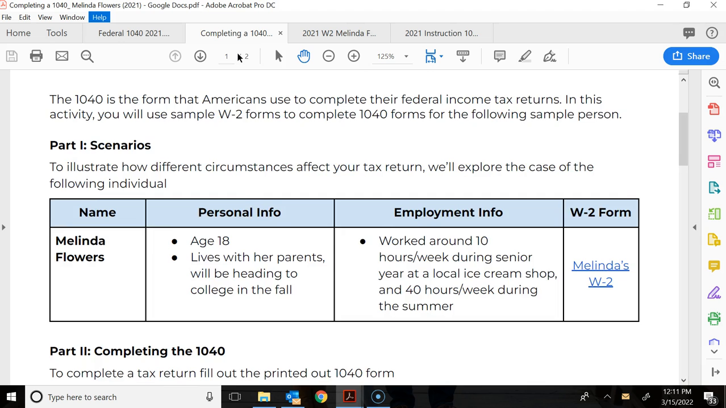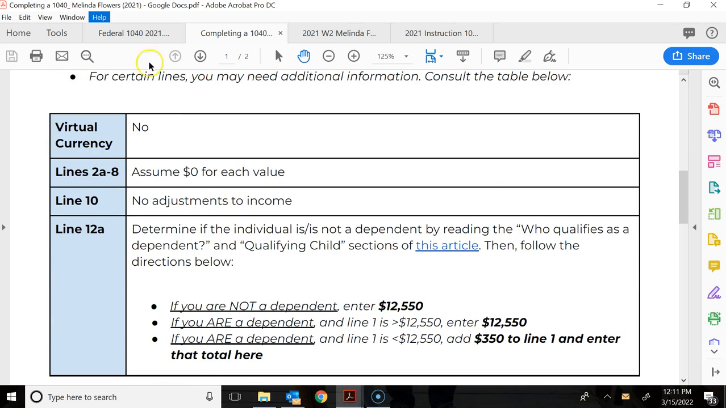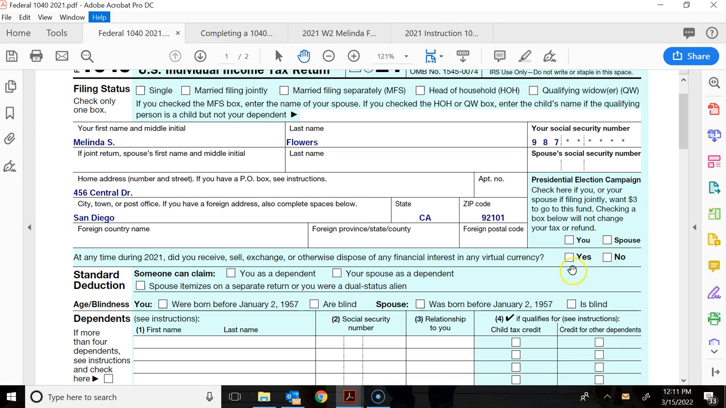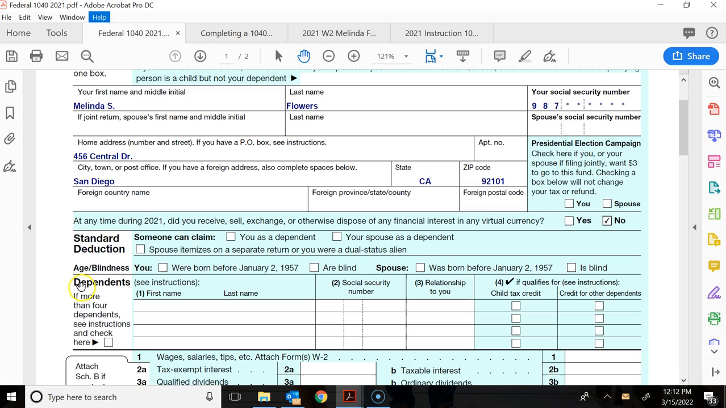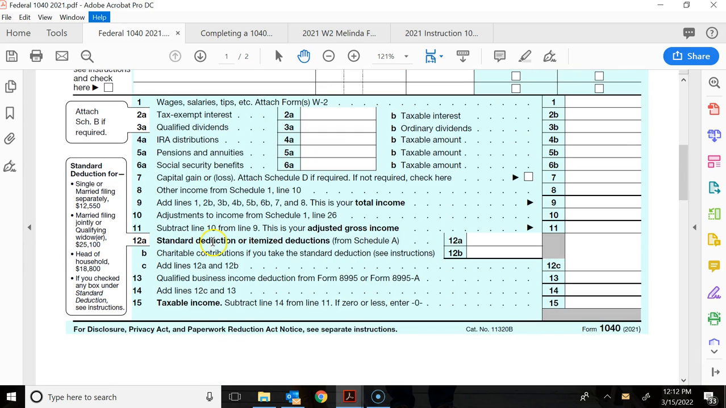We're using this cheat sheet that's there, and the cheat sheet starts off asking about virtual currency, and she does not have any virtual currency, so we're going to click no for that. For the standard deduction, we are going to click that someone can claim her as a dependent. We can skip all this information because she does not have any dependents, and we can start with line 1.